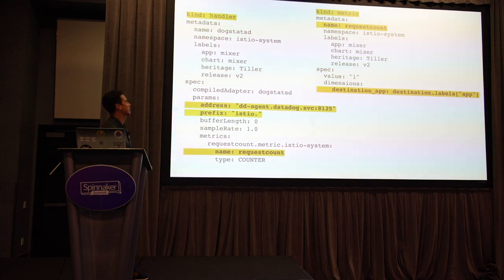In this case, I'm demoing request count. So you reference it here and then you define it up there, and you can get all of the Istio metrics that Mixer provides and encapsulate that into a way that is easily consumable in Datadog.